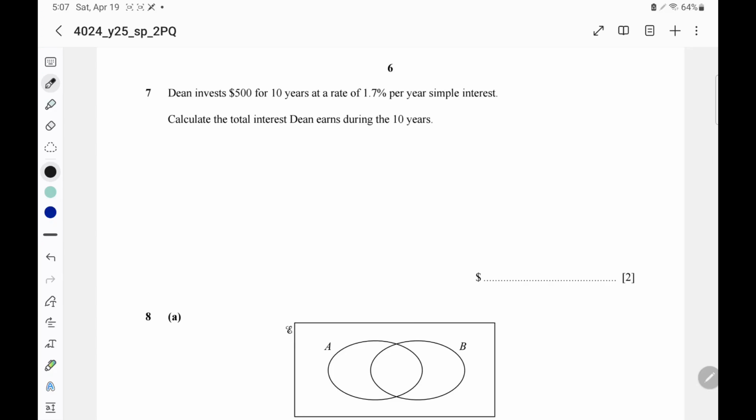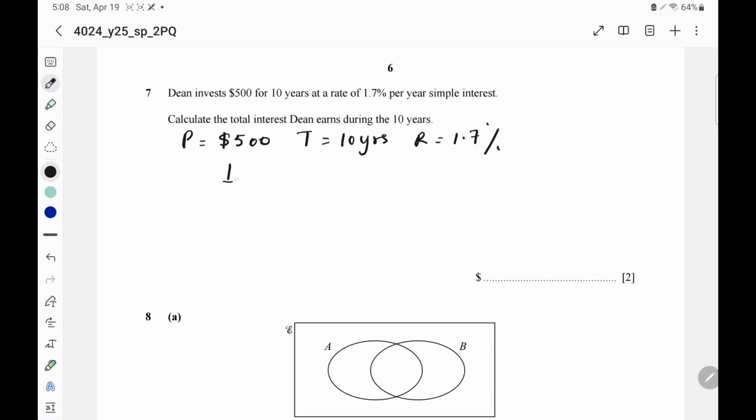All right. After that, question number 7. In question number 7, Dean invests $500. So the principal is $500 for 10 years. The time is 10 years. The rate is 1.7% per year. Simple interest. Calculate the total interest Dean earns during the 10 years.